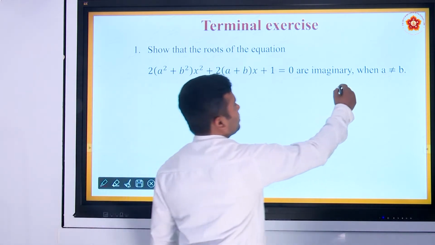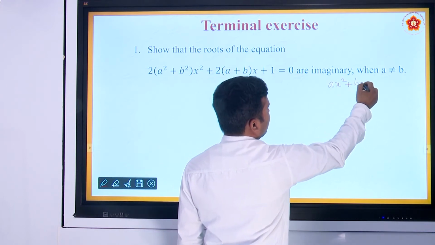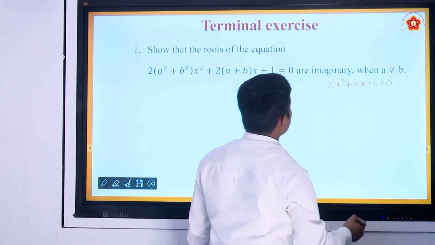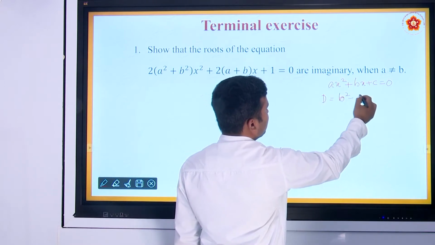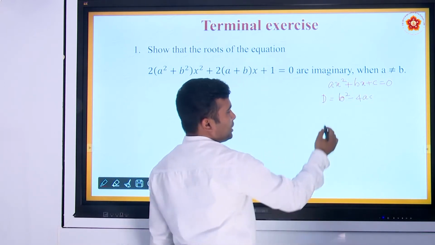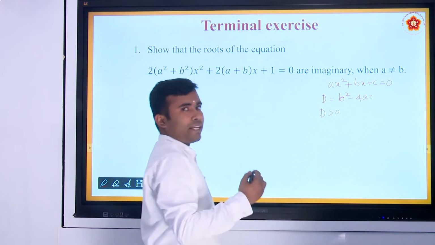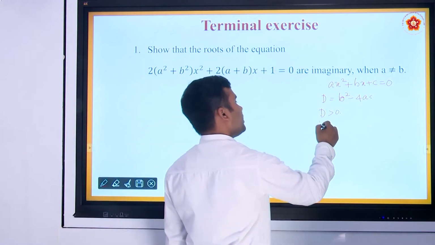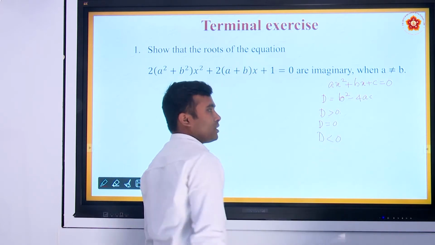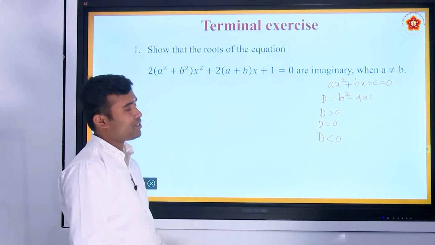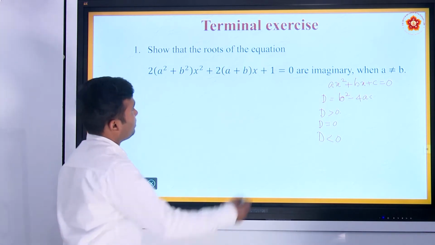We know that the standard quadratic equation is of the form ax square plus bx plus c is equal to 0. Here the discriminant is b square minus 4ac. If D is greater than 0, you will have real and distinct roots. If D is equal to 0, you will get real and equal roots. And if D is less than 0, that is, the discriminant is negative, the roots will be imaginary. That is what we have to show in this problem.